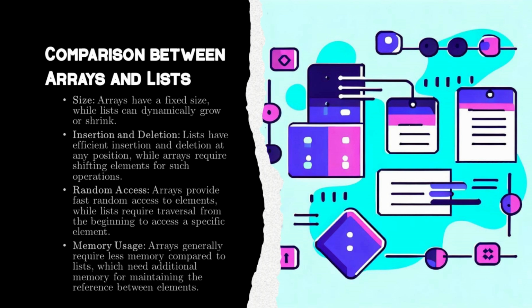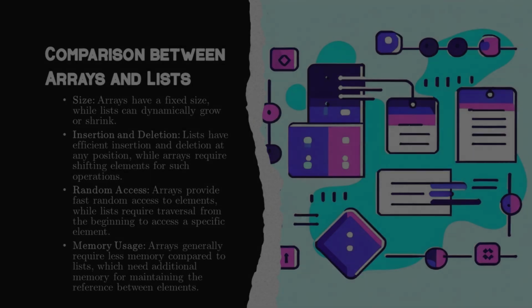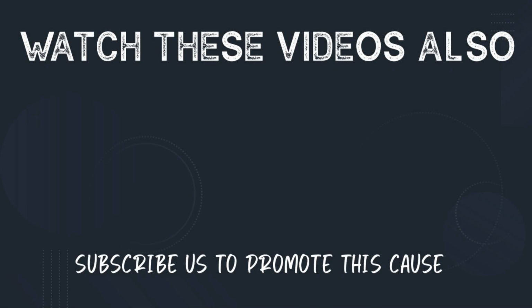Arrays provide fast, random access to elements, whereas lists require traversal from the beginning to access a specific element. When it comes to memory usage, arrays generally require less memory compared to lists, which need additional memory for maintaining references between elements.